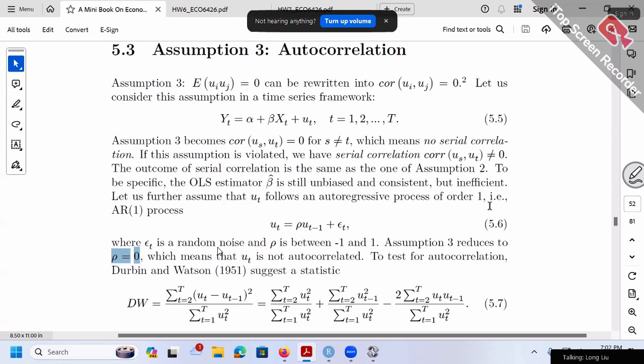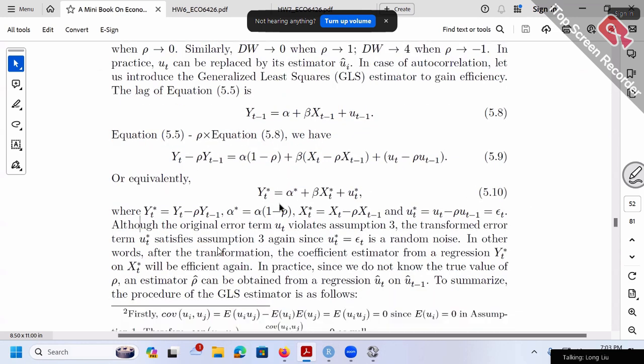Right? Before, U is not nice. It violates our assumption, right? Now we're going to do a transformation. Transform the bad error term to be U star. Hopefully U star will be nice again, right? That's basically the idea. So let's figure out what the transformation is so that after the transformation, U star will be nice again. The transformation is really, really simple. Our transformation for y star and x star here is y_t minus rho y_{t-1}. This is the transformation for assumption three.